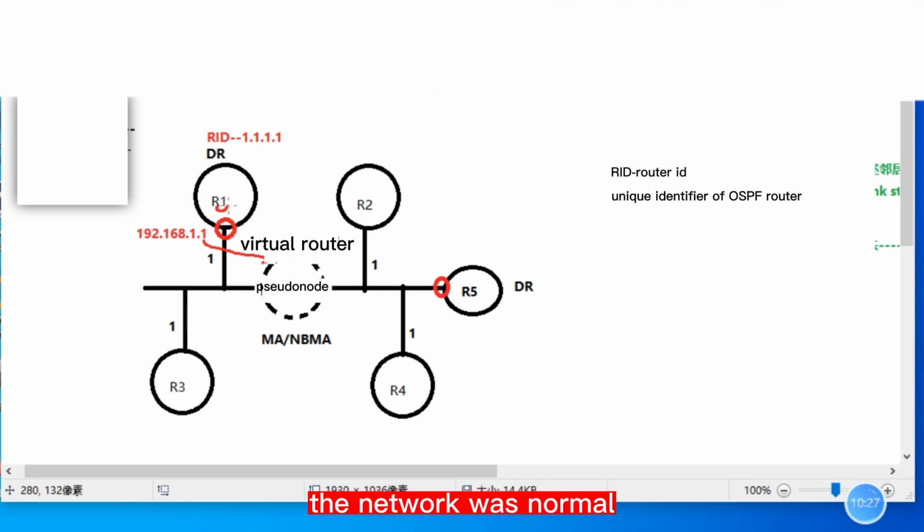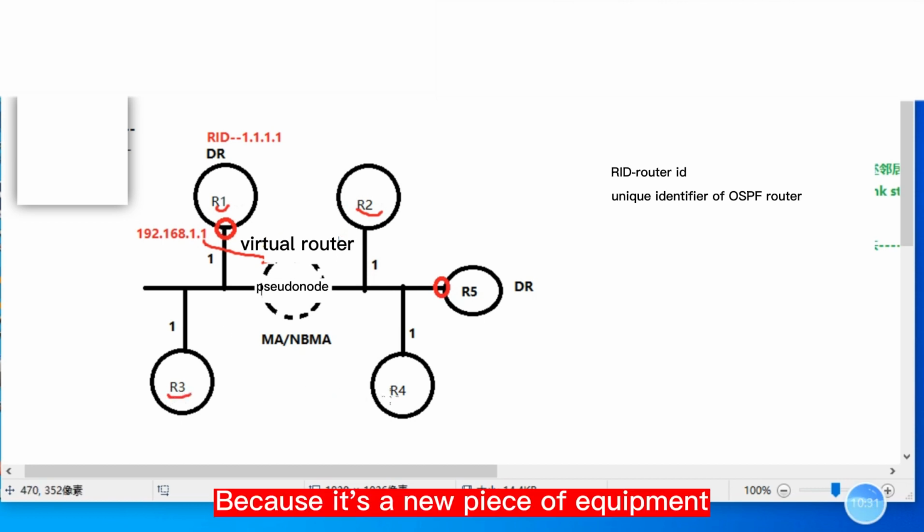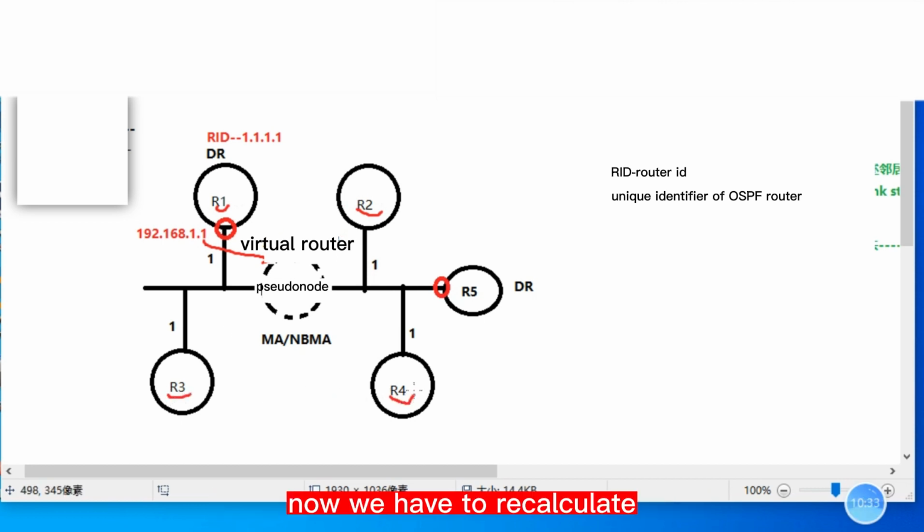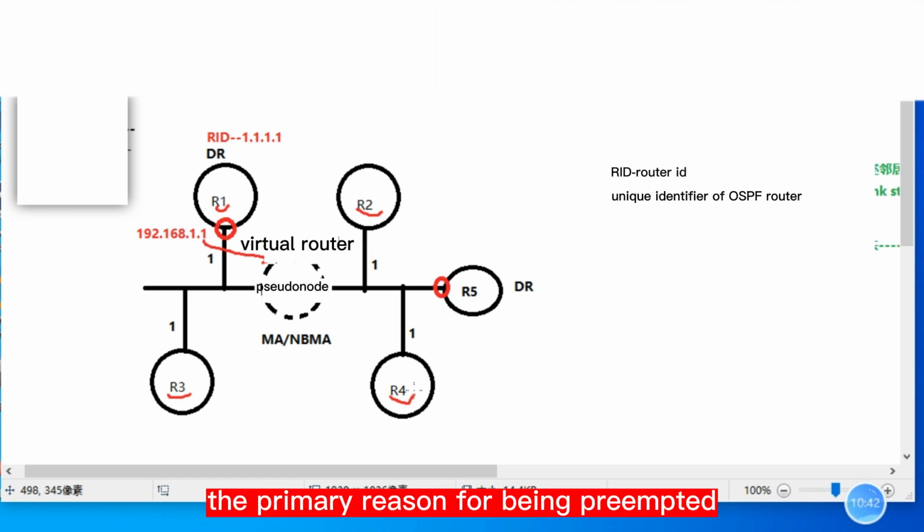The network was normal and each could forward data. Because it's a new piece of equipment, now we have to recalculate. It's a bit of a hassle. So this is the primary reason the DR can't be preempted.